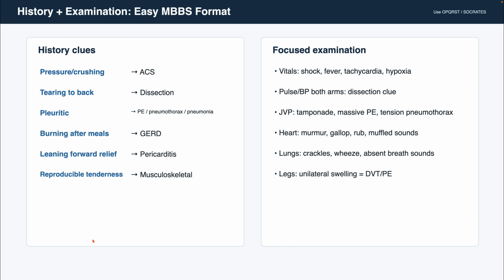Now, you're talking about the history. Again, we discussed the history clues. Pressure, crushing is ACS, radiating to the back is dissection, pleuritic is PE, pneumothorax, and pneumonia. Burning after meals is GERD, leaning forward relieves pericarditis, reproducible tenderness is musculoskeletal. First thing you check is vitals, pulse, BP in both arms for dissection, JVP, heart, lungs, legs.